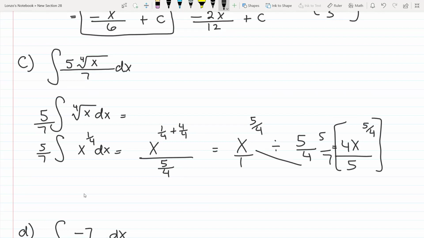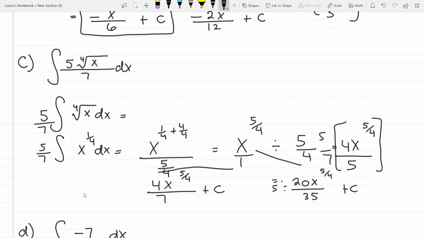So that would be 20x to the 5/4 over 7 times 5, which is 35. And then divide this by, I guess, 5. So 20 divided by 5 is 4x to the 5/4. 35 divided by 5 is 7. Okay, that's it.